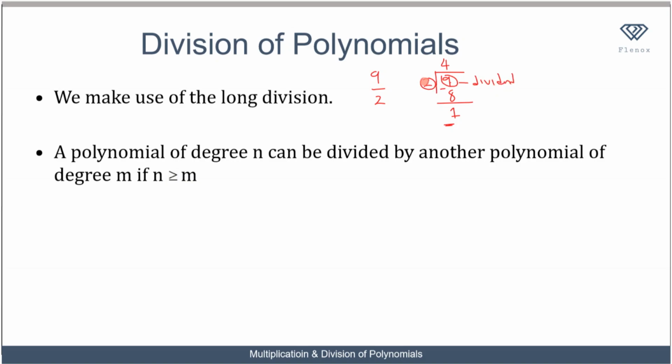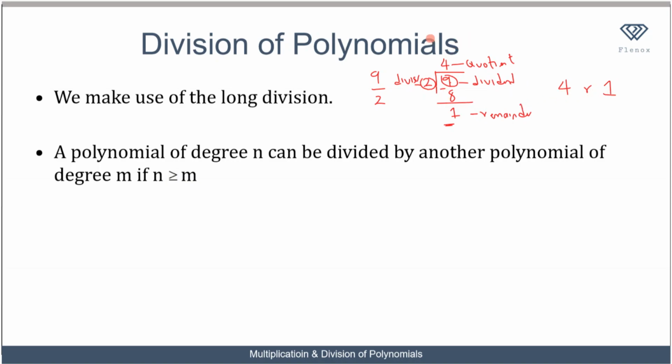Then the 2 is called my what? Divisor. Then the result, my 4, is called my quotient. And what is remaining at the end is called what? The remainder. So 9 divided by 2 is the same thing as what? 4 remainder 1. So 9 divided by 2 is 4 remainder 1.